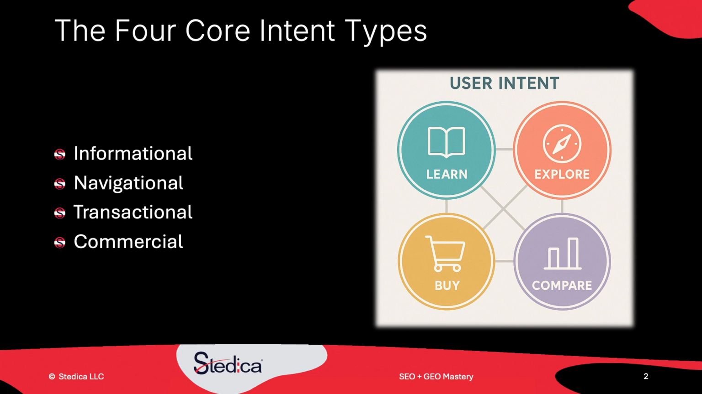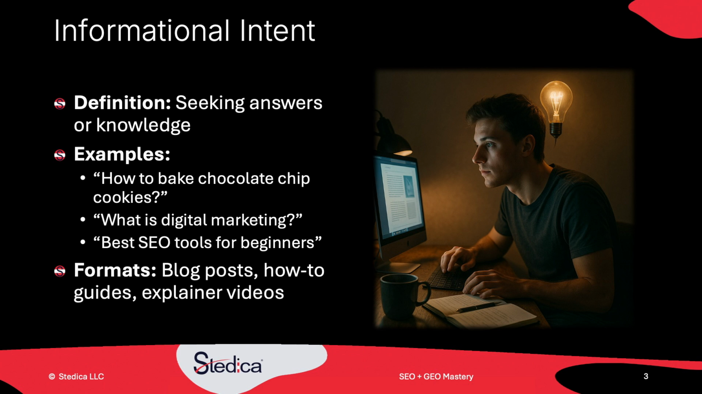Search intent is the reason behind a user's search. It's the purpose, the goal, the question they want answered. If you can identify this intent, you can create content that matches it perfectly, and that's how you dominate search results. 1. Informational intent. Seeking answers or learning something.